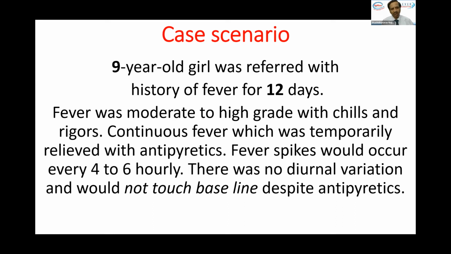The fever was moderate to high with chills and rigors. It was a continuous fever with the temperature being relieved temporarily with antipyretics. Fever spikes would occur every 4 to 6 hours. There was no diurnal variation, and the fever would not touch baseline despite antipyretics. So, what do I understand by this very first slide?